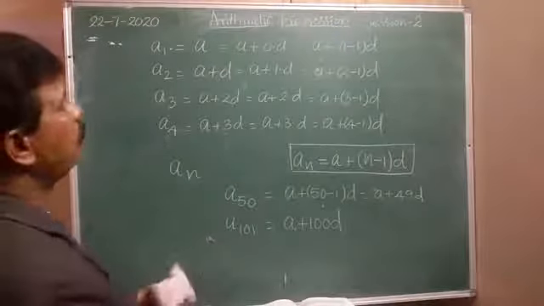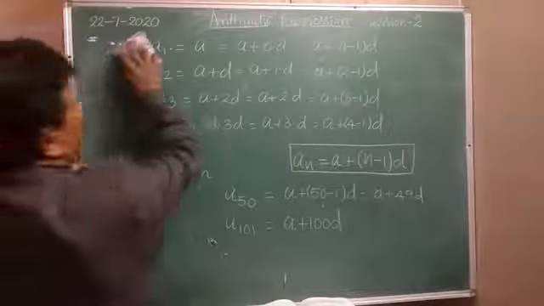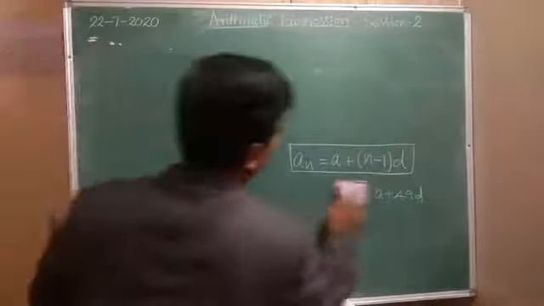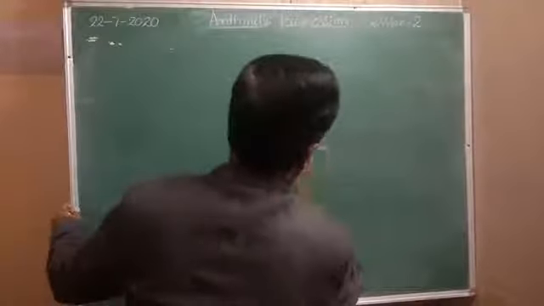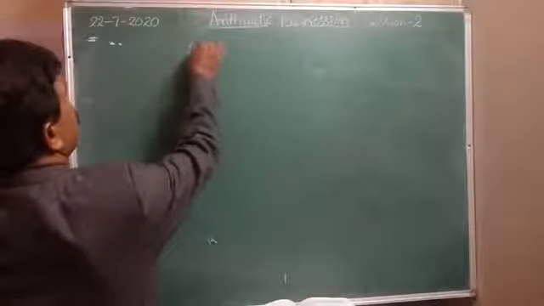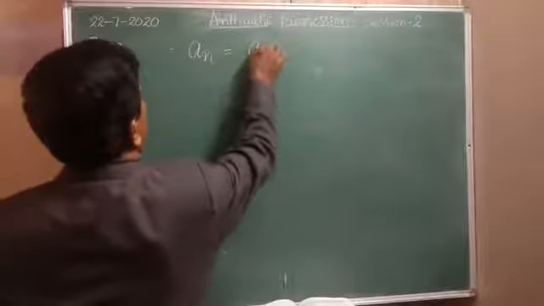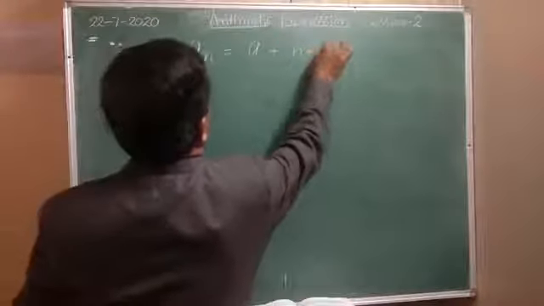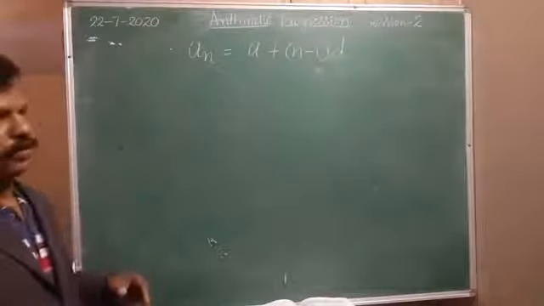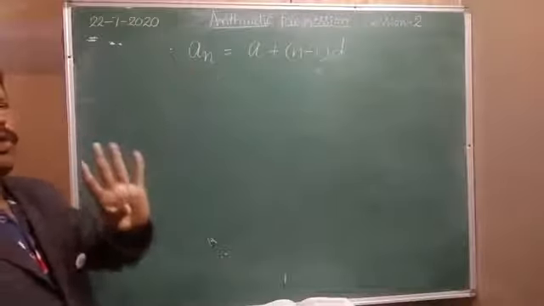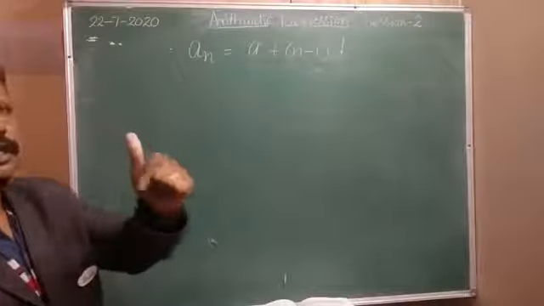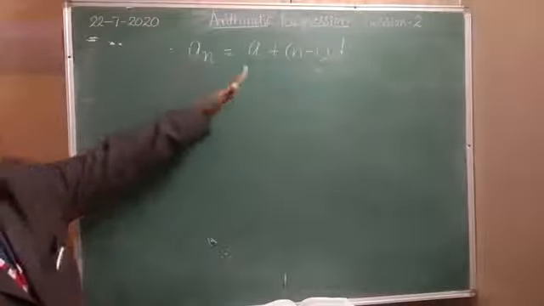Clear? Now, in this nth term, we have so many problems. Remember, this is the formula to find the nth term of an arithmetic progression: an is equal to a plus n minus 1 into d. You may expect this in multiple choice also. In this, we have 4 variables: one is an, another is a, another is n, and another is d. So finding an, this is the direct formula.